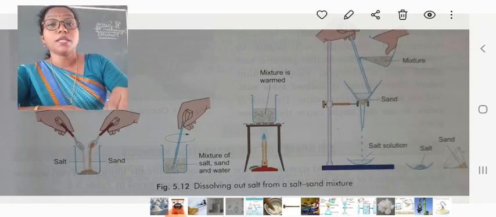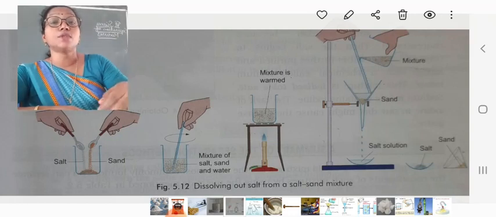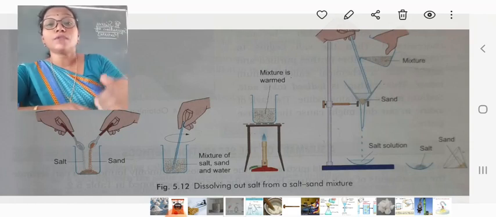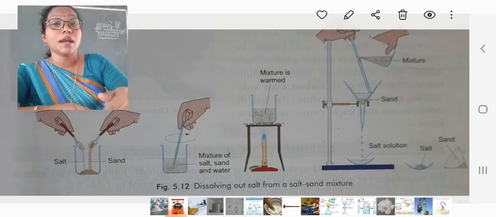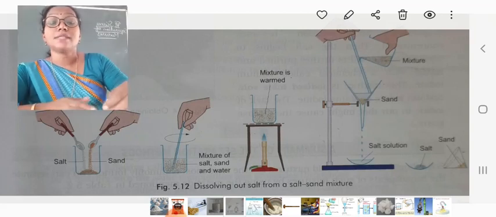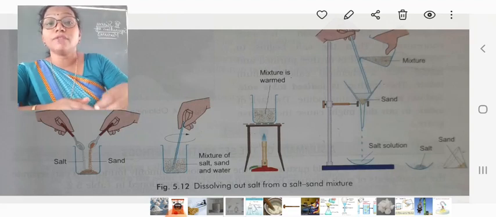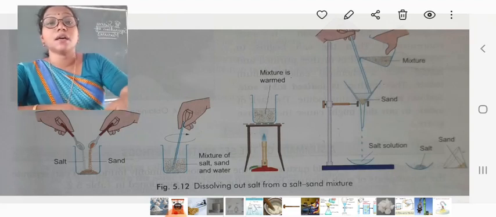So we poured the mixture on the filter paper. The water molecules along with the salt, that means the solution of salt and water, pass through the holes of the filter paper, and the salt solution collects in a bowl. The sand remains in the filter paper, that is the residue. It can be dried and separated.